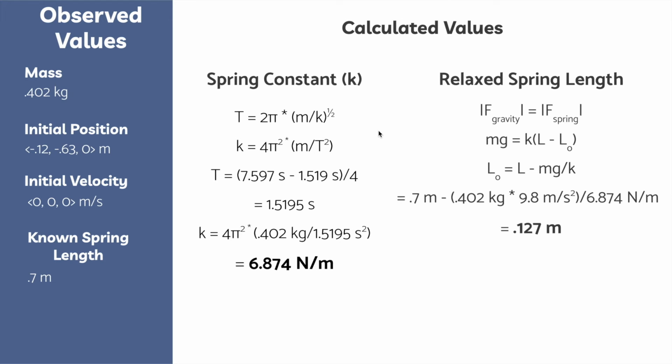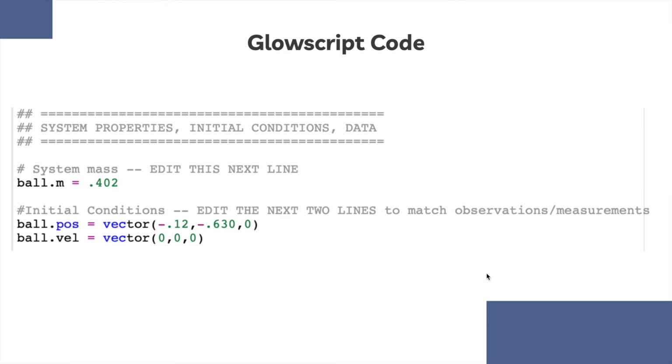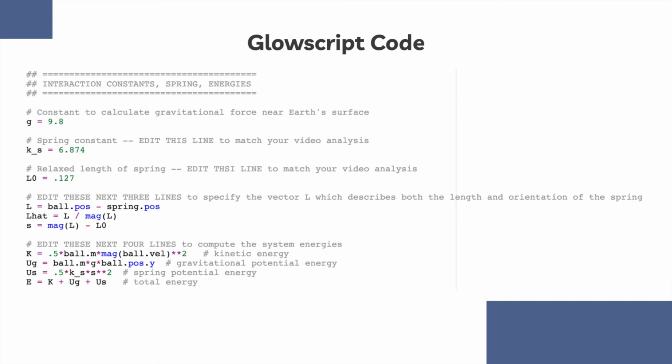Now to solve for the relaxed spring length, I set the force of gravity equal to the spring force and readjusted the equation for the relaxed spring length, and I then got 0.127 meters. In GlowScript, I readjusted the values of the system's mass, the initial position, and the initial velocity, shown here. I then changed the gravitational constant, the spring constant, and the relaxed length of the spring.